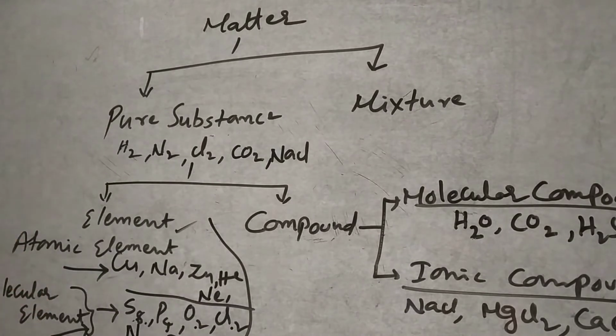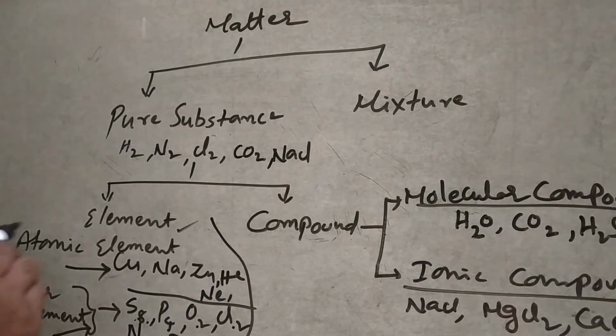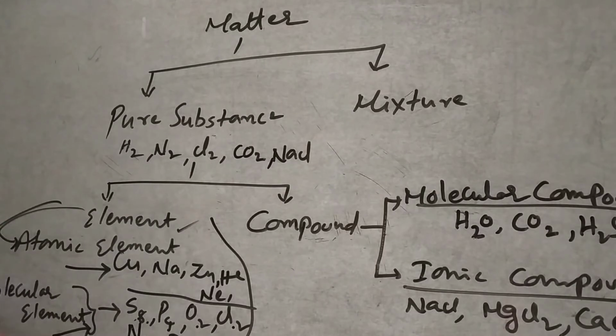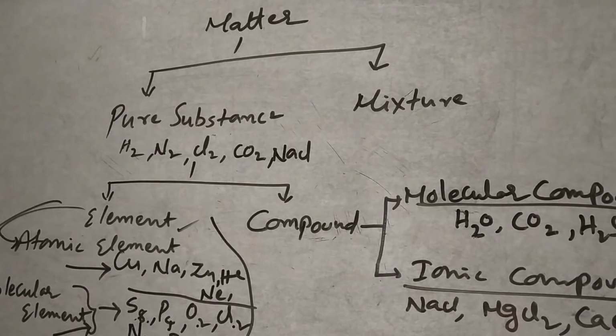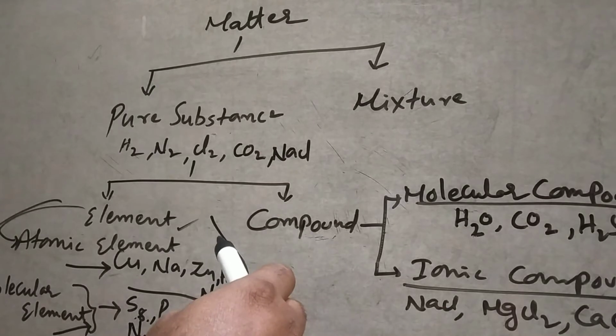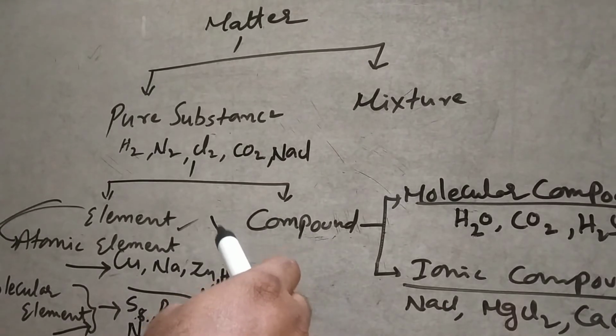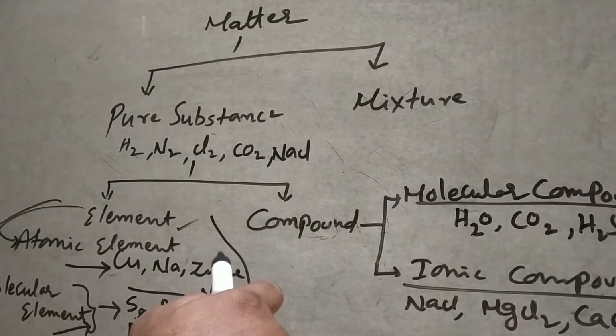What do you mean by element? Element means a group of identical atoms. According to Robert Boyle, a group of identical atoms is known as an element. Element is classified into two types: atomic element and molecular element. What do you mean by atomic element? An element which can exist in nature with the same atoms as its basic units, we can call an atomic element.